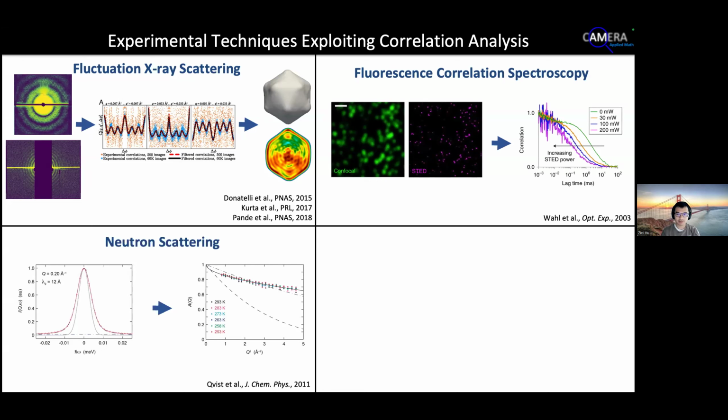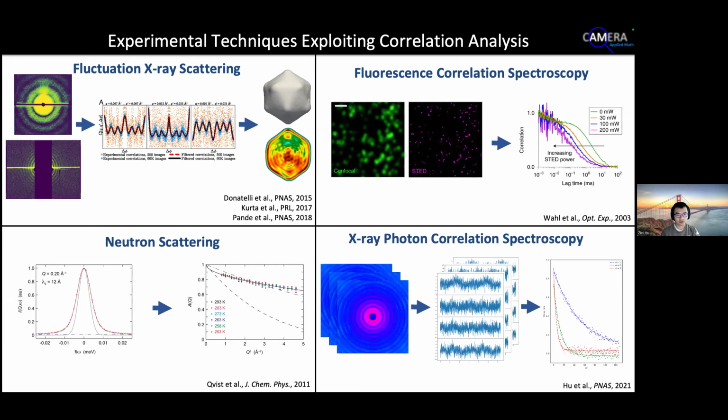In neutron scattering experiments, people also perform correlation data analysis. In the experiments, scientists direct a beam of neutrons to the sample and then collect the scattering pattern and sometimes the energy change in the neutrons. Correlation analysis is performed in this context, for example, in quasi-elastic neutron scattering or in inelastic neutron scattering.